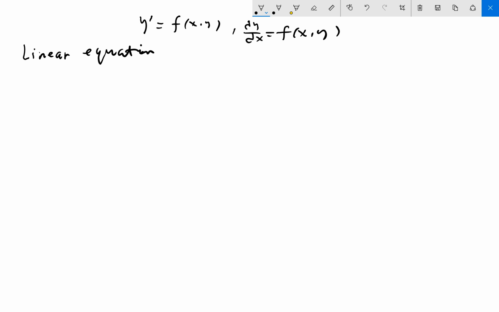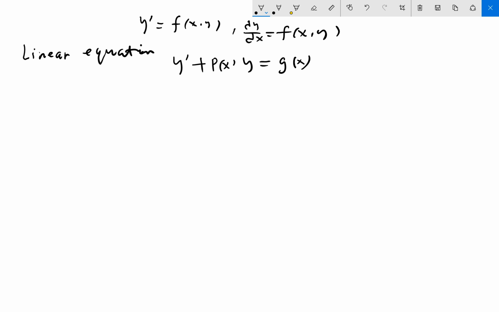Okay, what kind of differential equation do we call a first-order linear equation? They are in this form. Any differential equation that can be written in such a form, we call a linear equation.